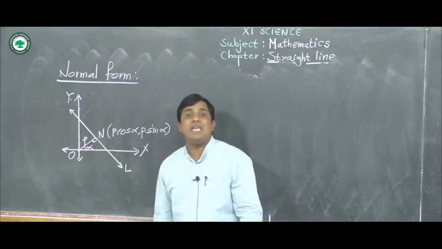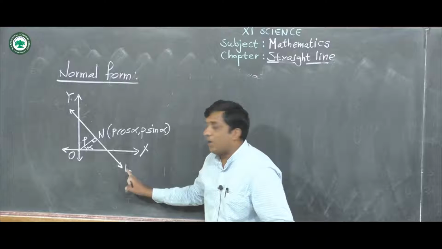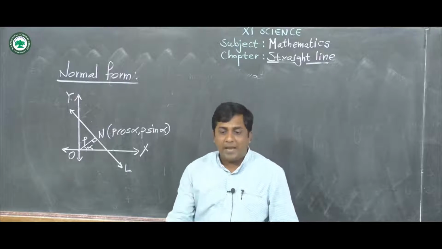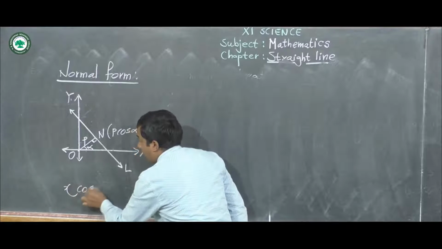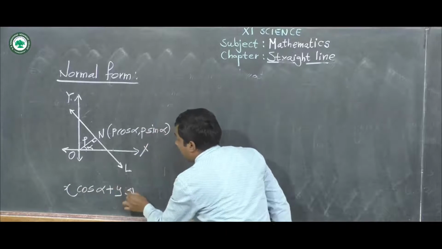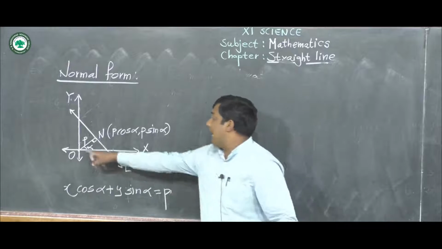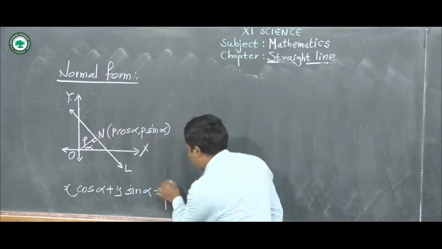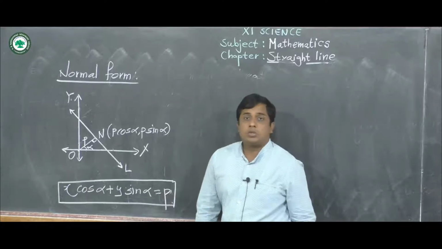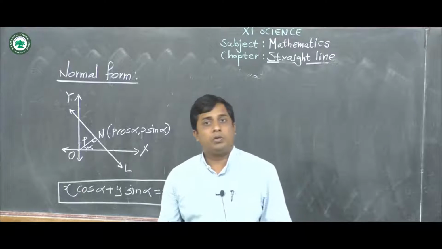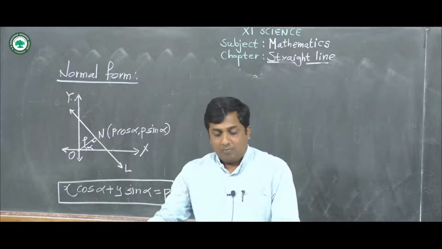So using these things, we define the normal form, and using the normal form, we find the equation of the line. The equation is x cos alpha plus y sin alpha is equal to P. And remember, P is the length of this segment ON. Okay, so this is our normal form. Let us see some important examples related to this normal form.